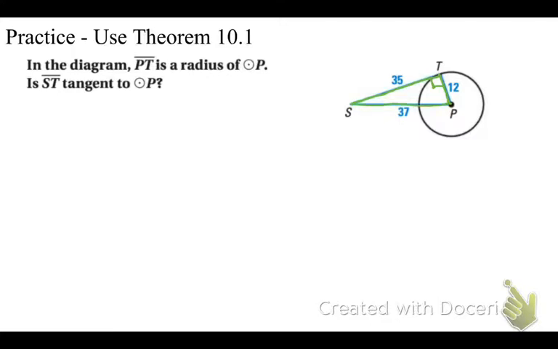Okay, well that's where good old Pythagoras comes in. Because remember, for a right triangle, one side squared plus the other side squared is equal to the hypotenuse squared. And conveniently, we're given all these sides. So we can say one side is 35, so 35 squared plus 12 squared is equal to 37 squared. And we have to show whether or not that is true.